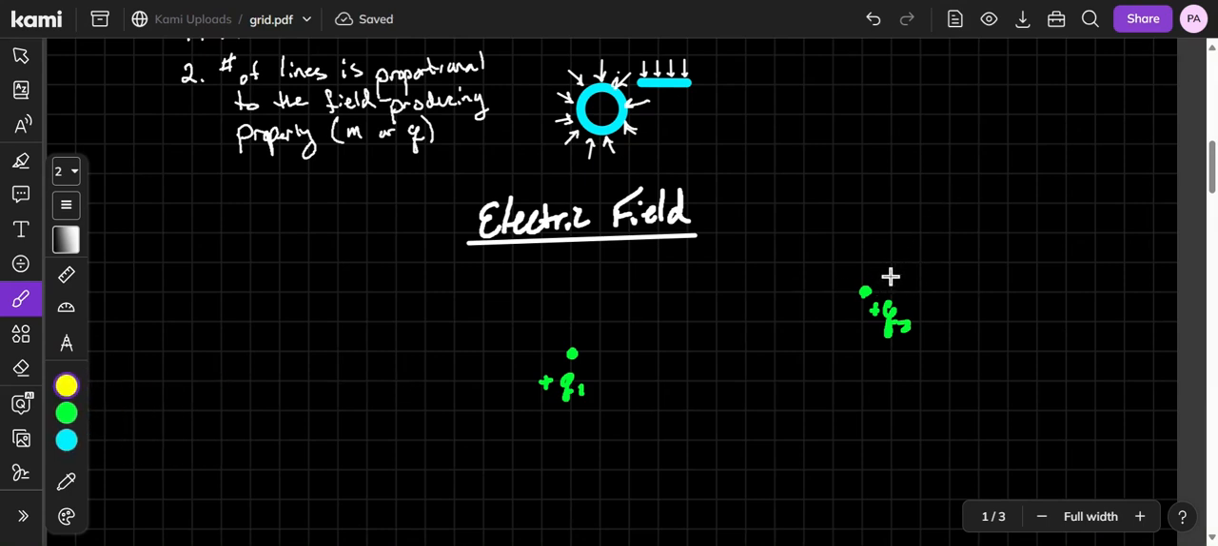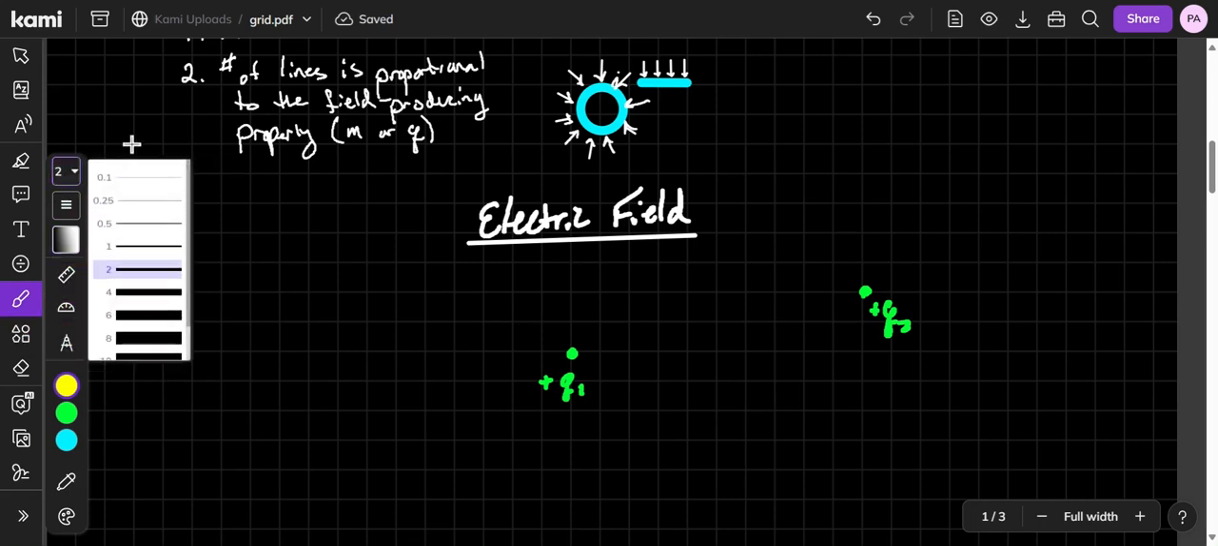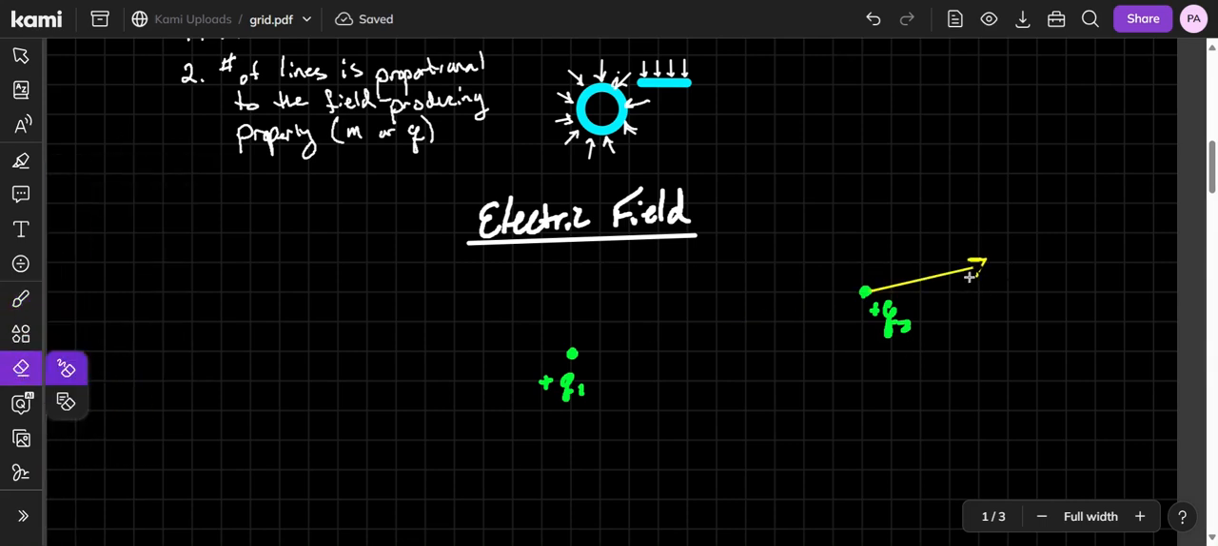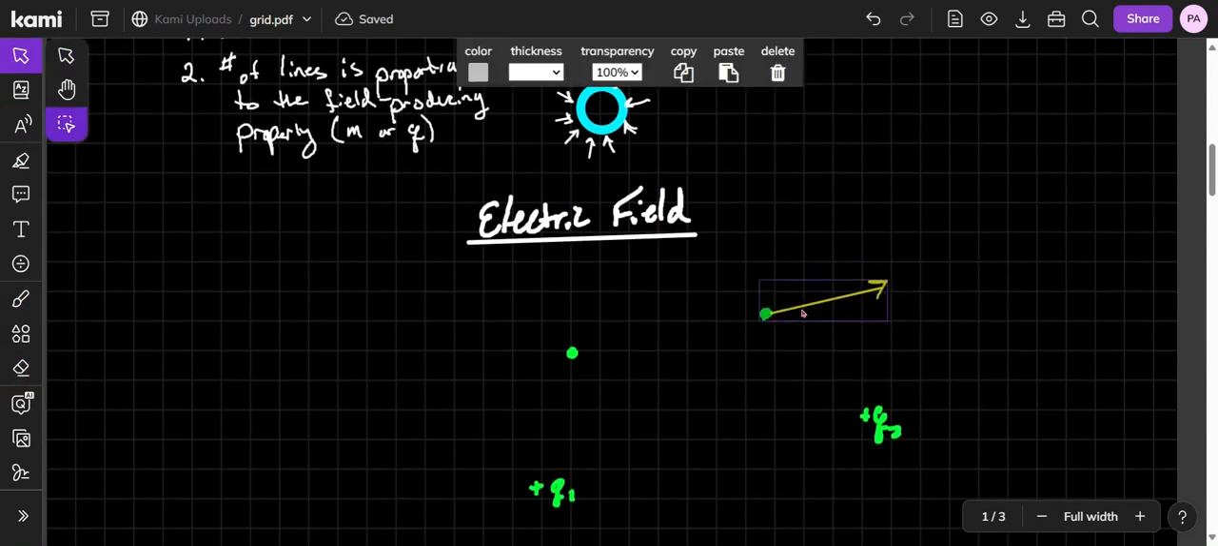Let me rephrase that. If we are holding Q1 steady, what is the force on Q2? Or what direction? Towards Q1, if they're both positive? They're both positive, so it'll be away, right? Like charges repel, so it's going to be that direction. What would happen to this line if I move Q2 closer? What happens to our line? It should get longer, right? The force should be greater because the objects are closer together.